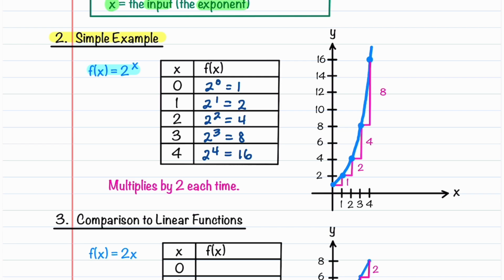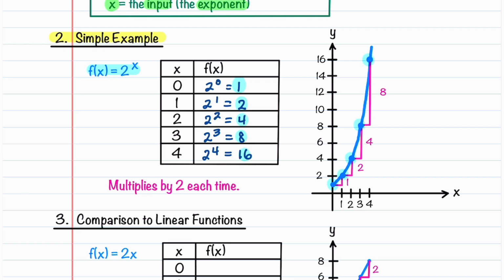So that we can understand this visually, I've plotted these points on our graph. When x is 0, f of x is 1. And then when x is 1, f of x is 2. And then we go to 4, and then to 8, and then all the way up to 16.